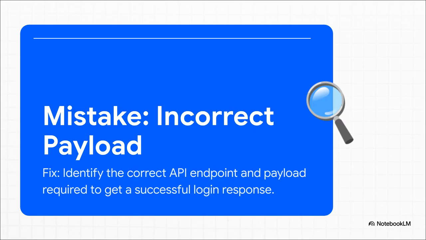The second common trap is just getting the API request wrong. Maybe you used the wrong endpoint, or you're sending the data in the wrong format. Don't guess. The fix is your browser's best friend, the DevTools. Just do a real login through the UI one time, open the network tab, find that login request, and then just copy the exact URL and the payload. It's the perfect blueprint, and it'll save you a ton of headaches.